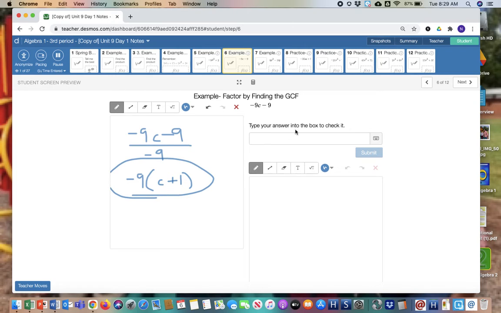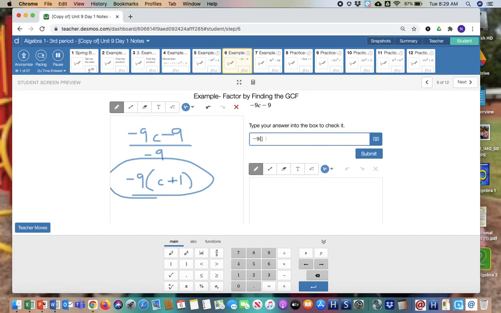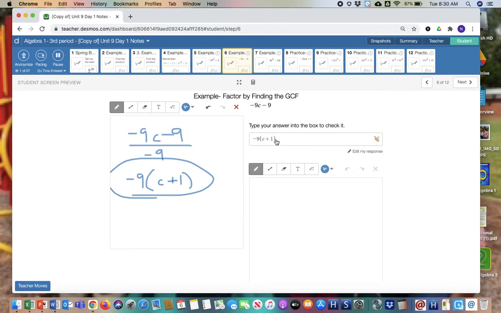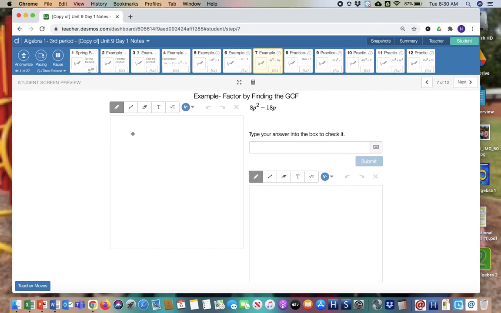So in the last question, we took out a variable. In this question, we took out an integer, but you can also take out both. Let's look at one more example here before it gets to the practice. Again, we took out a variable, then we took out an integer. Now let's look at it where you have to take out both.